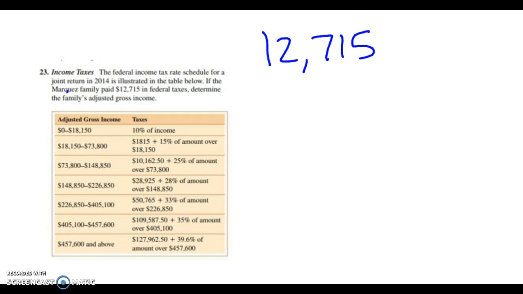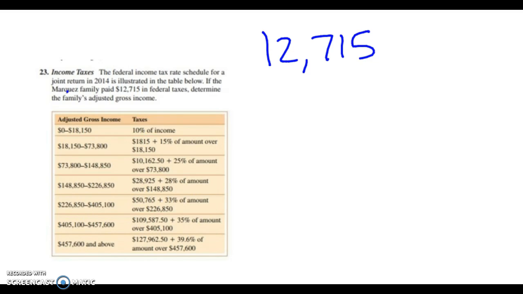Okay, then you need to look in the taxes column, look in this column, and determine which tax bracket the family is in based on the bill that they paid. I think the easiest way to do that is to estimate. So look at the bill the family paid, which was $12,715, and identify which bracket the family was closest to.